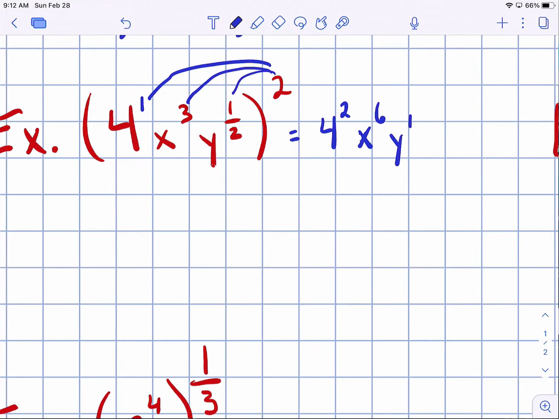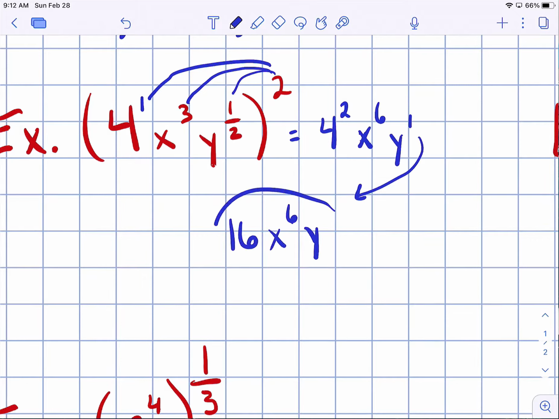And again, remember you can use your calculator for all of this. If you have fractions for your exponents that you have to multiply together, go ahead and use your calculator, multiply them together, and save some time. Now I'm going to simplify this all the way, which means 4 to the second power is 16, x to the sixth, and y.